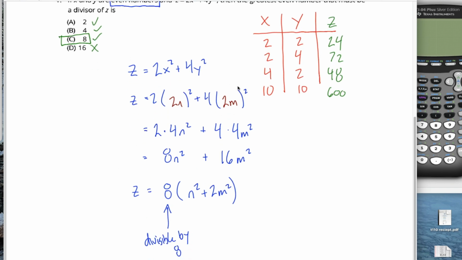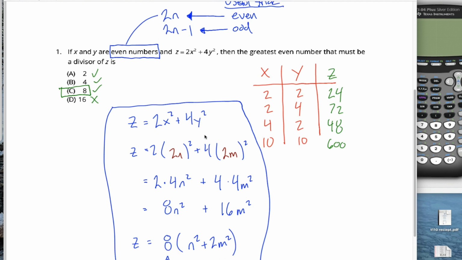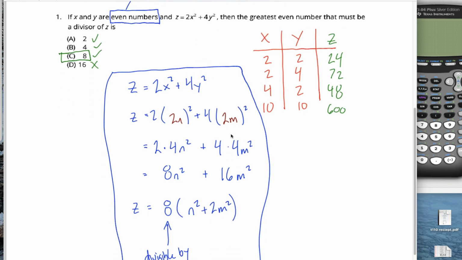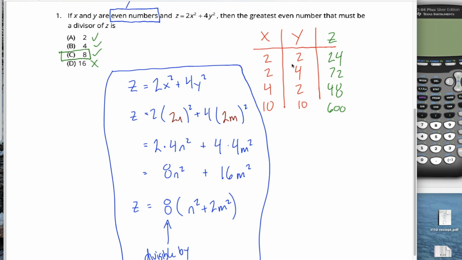Anyways, what I'm trying to get at here is I suspect this is the way the test makers want you to solve this problem, but it relies upon you recognizing that when you talk about arbitrary even or odd numbers, you want to rewrite them as 2n or 2n minus 1, which I suspect a lot of people wouldn't think to do. But if you can do that and you're really good with your algebra, you might see that this thing is divisible by 8, but not necessarily divisible by 16.